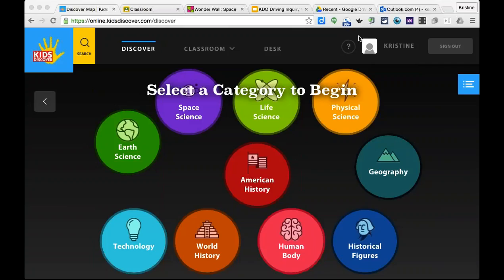All right, so this view right now, I'm already logged in, and this is the Discover map. All I would do is log in and click on the word Discover. And then you can see that I'm offered a number of categories to begin my discovery through Kids Discover Online Library. So what I'm going to do is pick a topic that I'm interested in. I'm going to see what I can find.